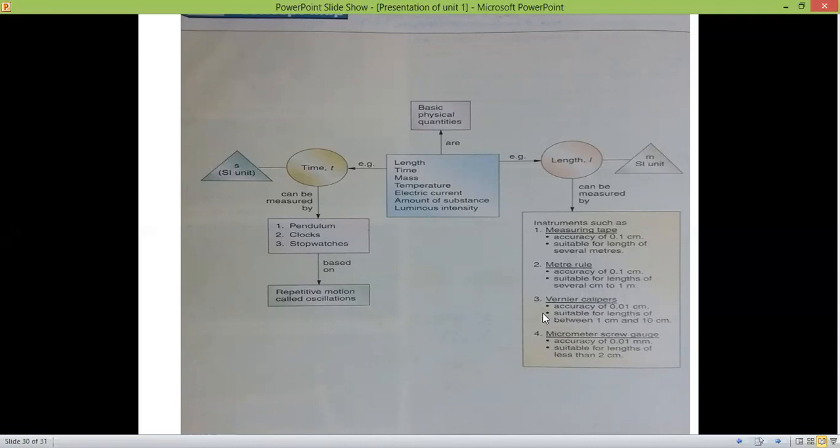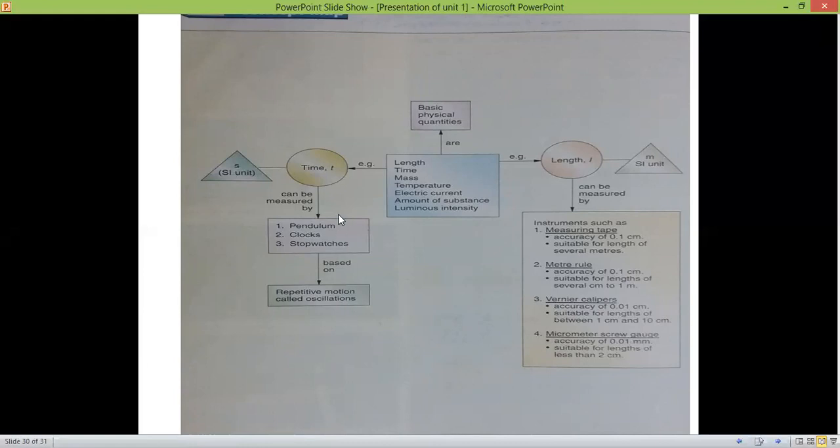Vernier caliper measures length up to an accuracy of 0.01 centimeter. So it is suitable for lengths between 1 centimeter to 10 centimeter. Micrometer measures a length up to an accuracy of 0.01 millimeter, and it is suitable for lengths less than 2 centimeter. SI unit for time is second, and we can measure time by using clock, by using stopwatch, by using pendulum.